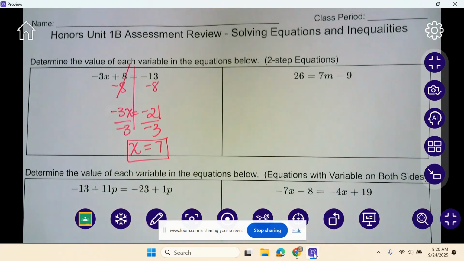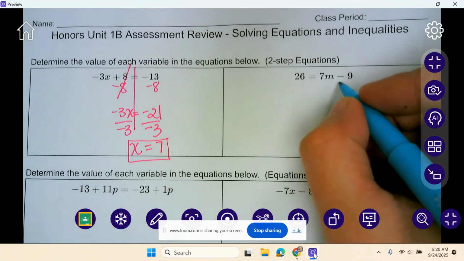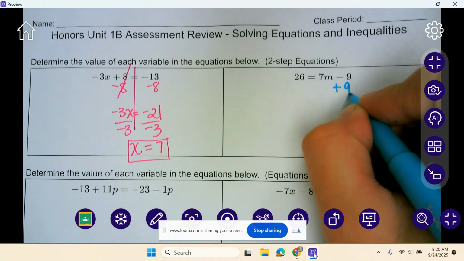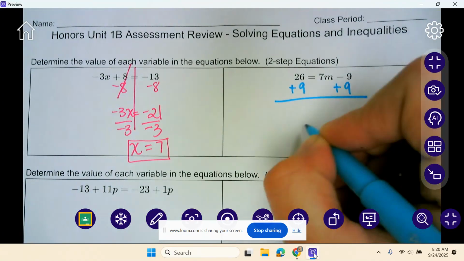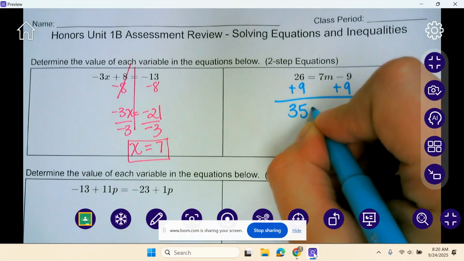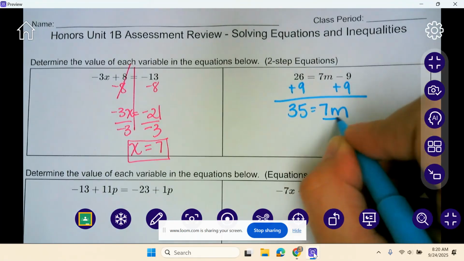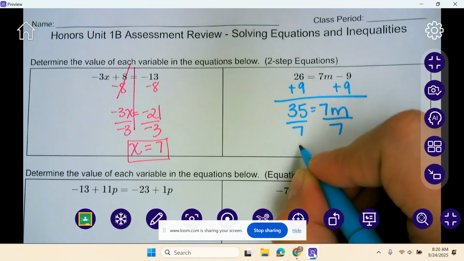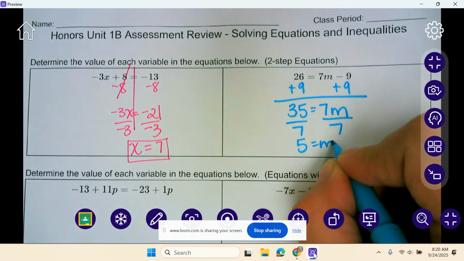All right. Next equation. We're going to get rid of the constant. So I have a negative 9. So I'm going to add 9 to both sides. And then I get 35 equals 7m. Divide both sides by 7. And then I have 5 is equal to m.